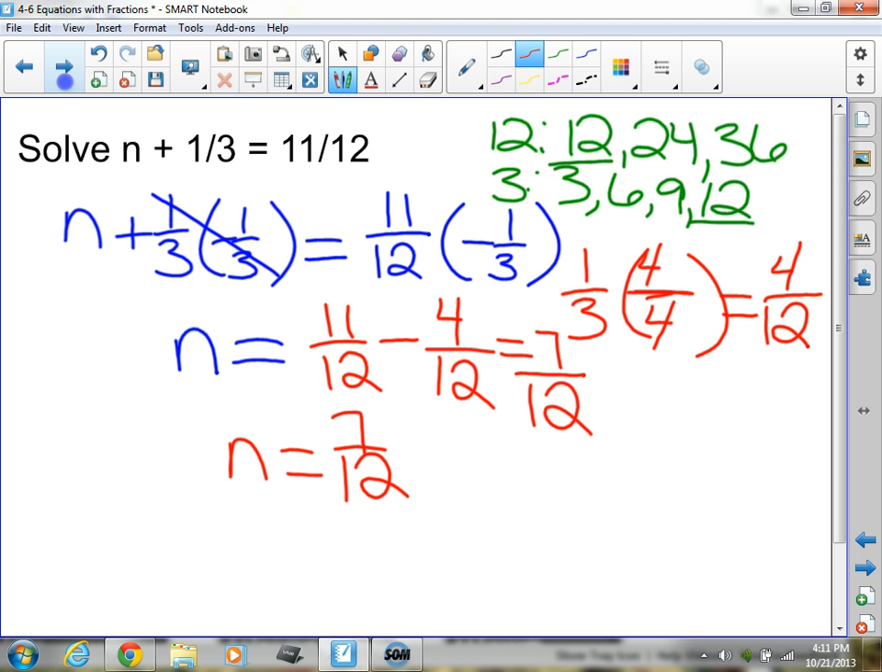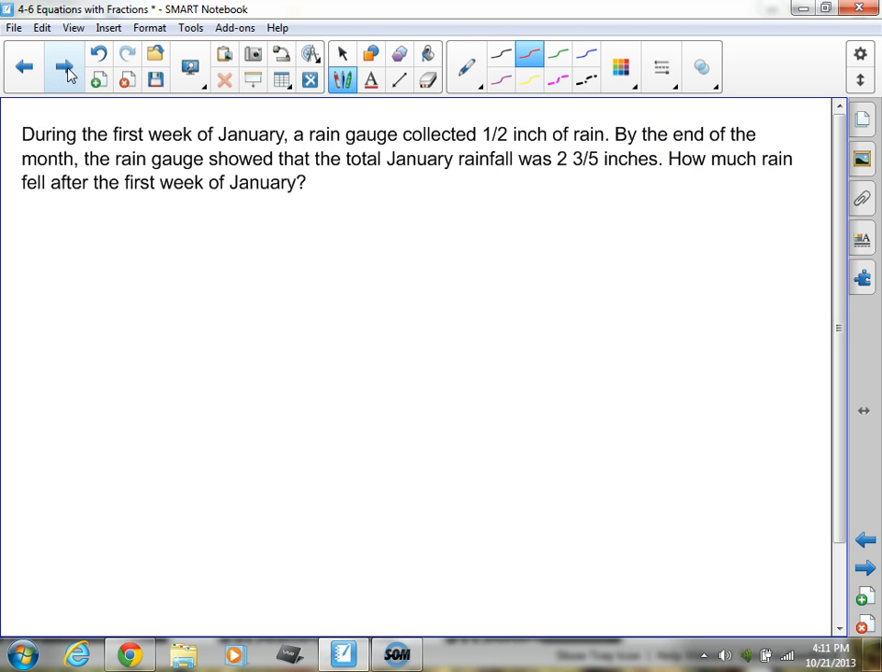So it is in its simplest form. So my answer is n equals 7/12. Now what would we do if we did not have a story problem in our lesson?